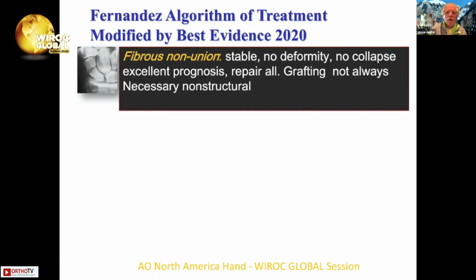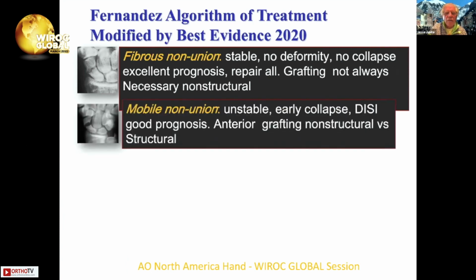And one thing we just touched on is a fibrous non-union. And when it's stable, without deformity, without collapse, these have an excellent prognosis, and grafting is not always necessary. And if grafting is considered, it's not necessary to be structural. Once you start having a larger defect or mobile non-union, even those that may have a pseudarthrosis, these may have an instability pattern, and anterior grafting may be able to not only reduce the malalignment, but also provide a structural or non-structural graft, as we'll touch upon.